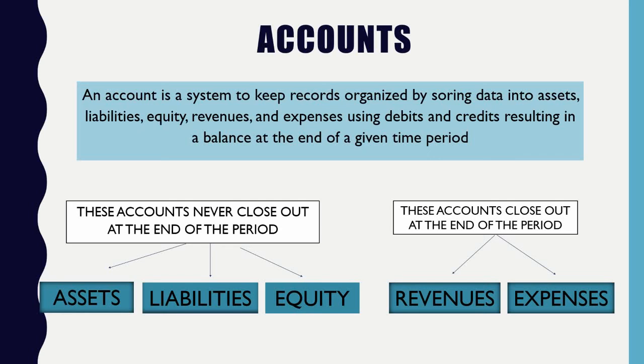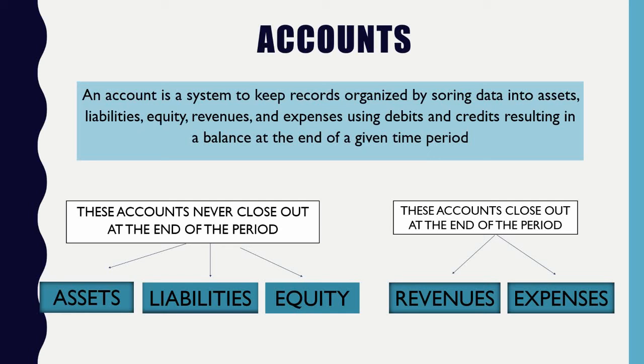Here is the slide. So what is an account? An account is a system to keep track of records and to keep them organized by sorting them into assets, liabilities, equity, revenues, and expenses. These are the 5 types of accounts that you will see, and I will go through every single one.